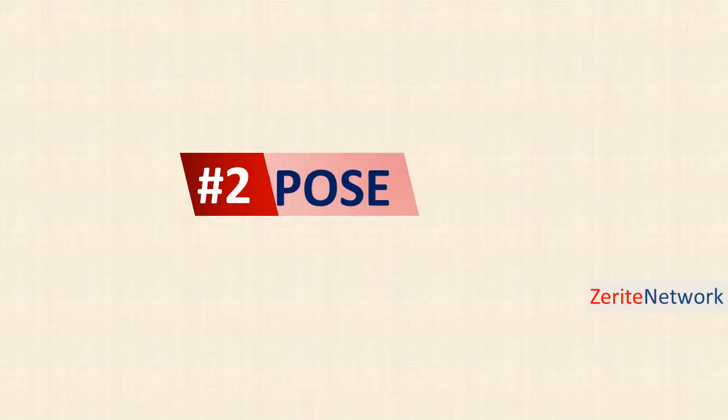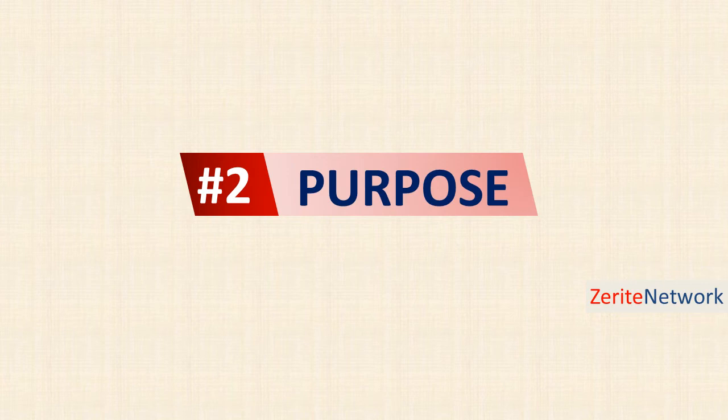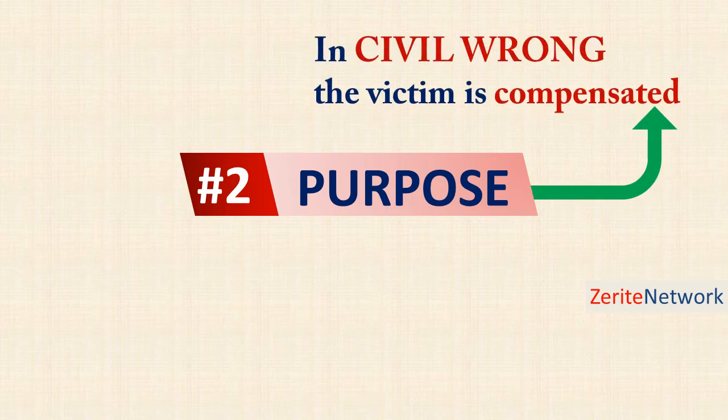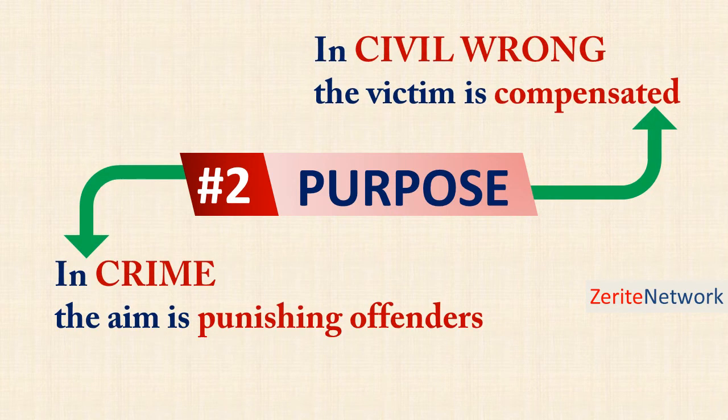The second is the purpose of these two. Since civil law deals with the disputes between individuals, organizations, or between the two, in case of civil wrong, the victim is compensated, while in crime, the aim is to punish the offenders and deter them from repeating the offense.